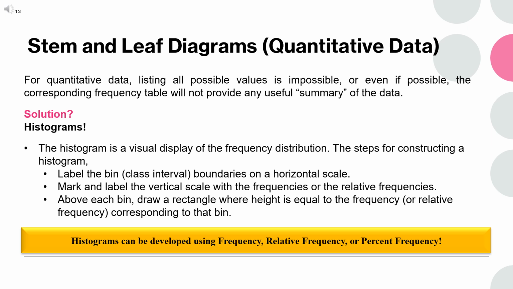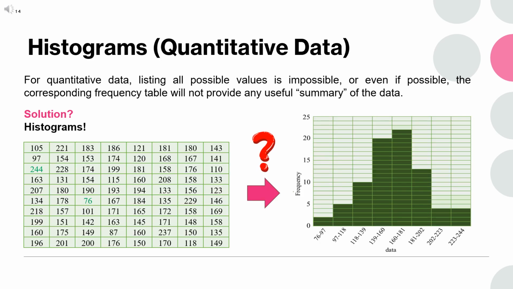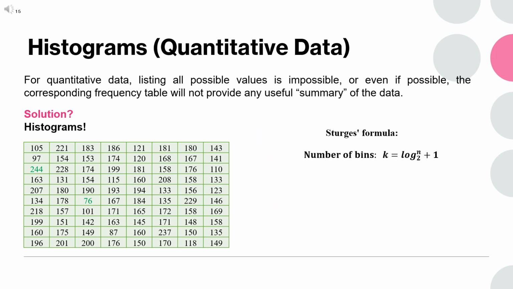The steps for constructing a histogram include: determine the optimal number of bins. Label the bin class interval boundaries on a horizontal scale. Mark and label the vertical scale with frequencies, relative frequencies, or percent frequencies. Above each bin, draw a rectangle where the height is equal to the frequency or relative frequency corresponding to that bin. To create a histogram, we first need to determine the appropriate number of bins for our dataset. We can use Sturges' formula to determine the number of bins, which is calculated as 1 plus the logarithm of the size of the dataset, n, in base 2, rounded up.